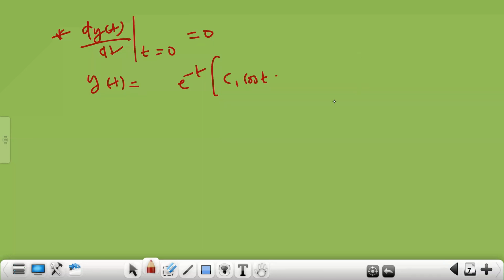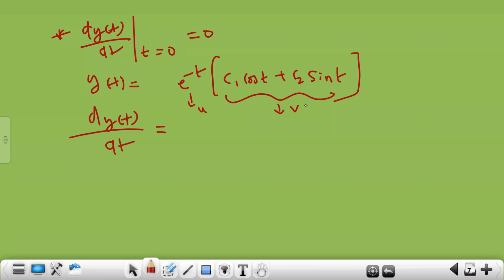So to find the derivative, you need to apply product rule, correct? You need to apply product rule because we are having two functions. This is u and this is v. So kindly apply uv rule or product rule and find the derivative.